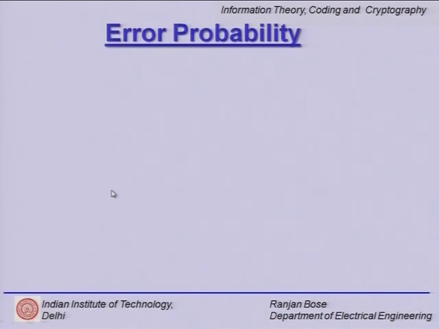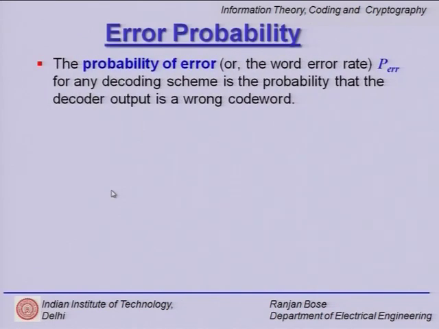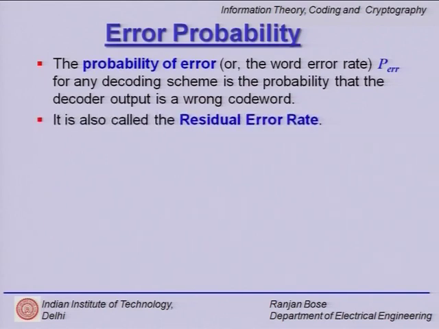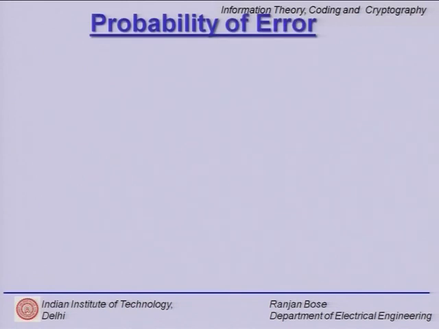Let us quickly recap what we learnt in the previous lectures. We have already considered the probability of error, P error, for any decoding scheme as that probability which the decoder output is a wrong code word. This is also called the residual error rate, which means that despite applying the error control coding technique, you still have a finite non-zero residual error rate.